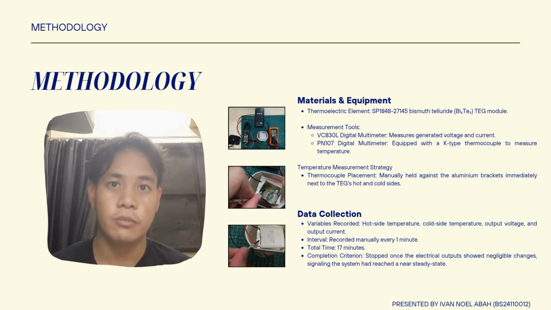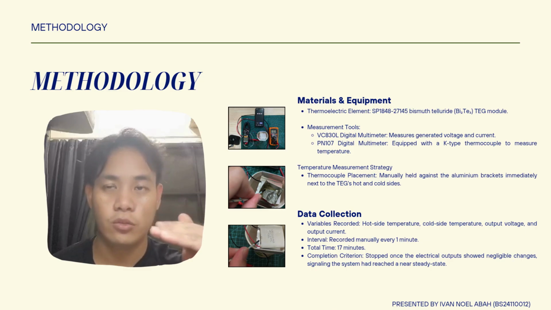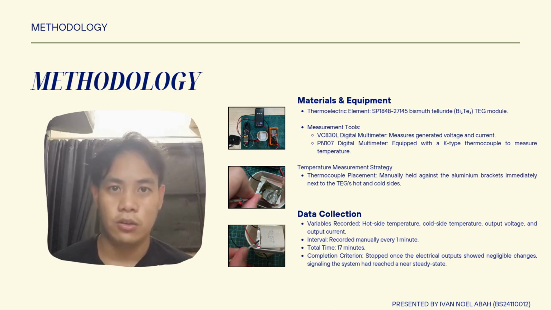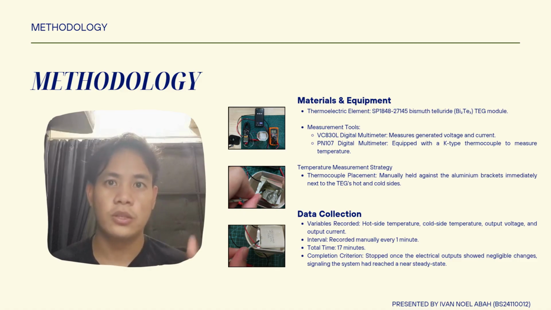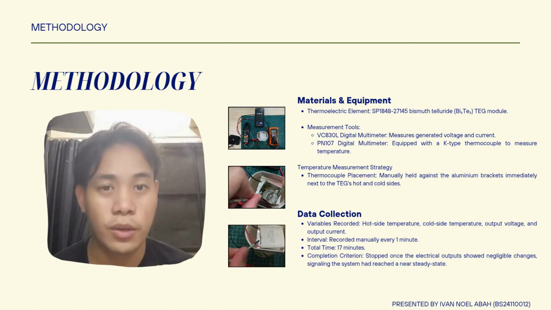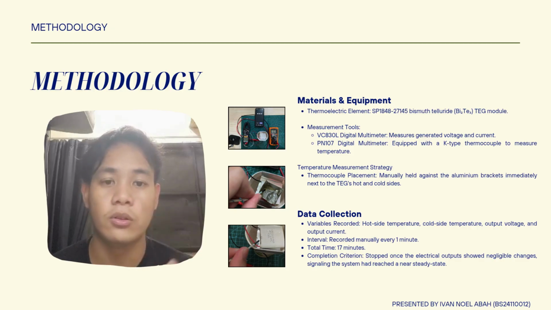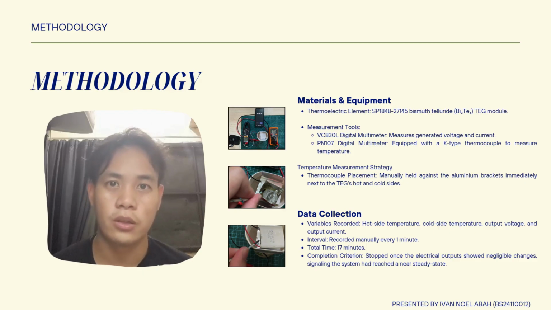At the beginning of the experiment, the paper cup was filled with hot water and the primary aluminum bracket was positioned such that the TEG module was suspended immediately above the water surface. Ice cubes were then placed in the upper aluminum bracket to establish a temperature difference across the module. The hot side temperature, cold side temperature, output voltage, and output current were recorded manually at 1-minute intervals for a total duration of 17 minutes. Data collection continued until the measured electrical outputs exhibited only negligible changes with time, indicating that the thermoelectric system had approached a near steady state operating condition.